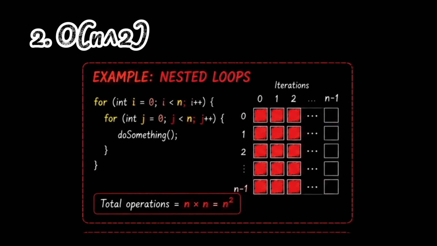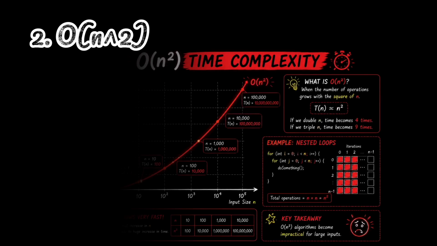So we could see this in nested loops and stuff where you do repeated operations again and again, you get this O of n square. The graph would be like this.